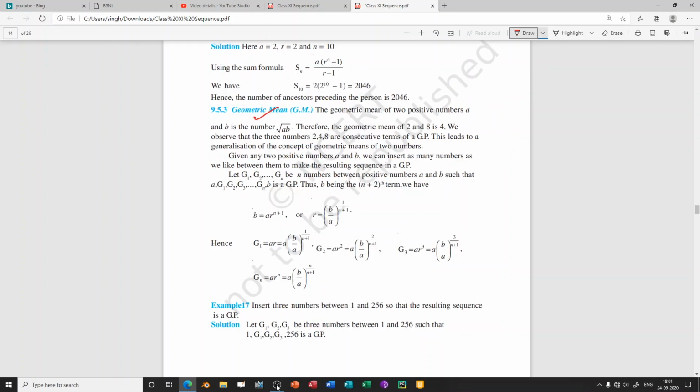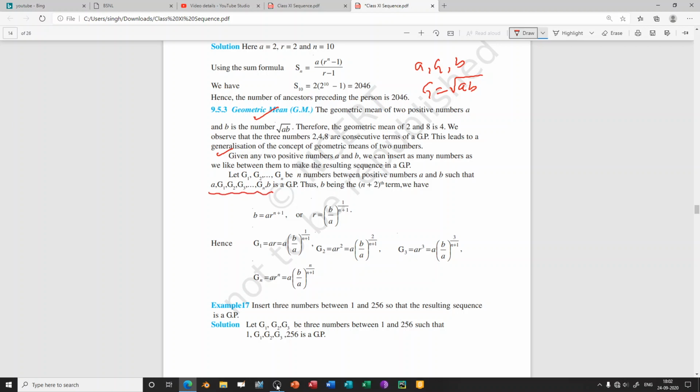Geometric mean. The geometric mean of two positive numbers a and b is the number root ab. Suppose G equals square root of ab. Then a, G and b, all three will be in GP, that is geometric progression. So given any two positive numbers a and b, we can insert as many numbers as we like between them to make the resulting sequence a GP. So we can put the numbers G1, G2, G3 so on till Gn, n numbers between a and b such that they all will be in GP.